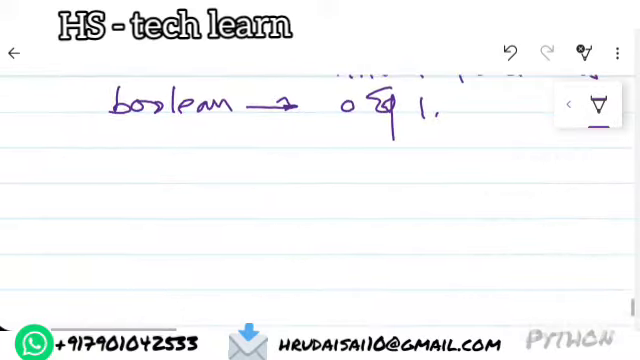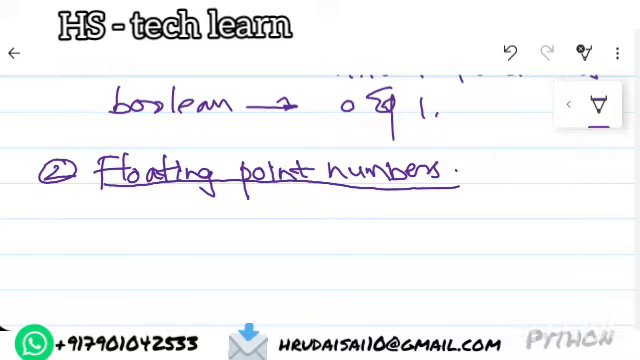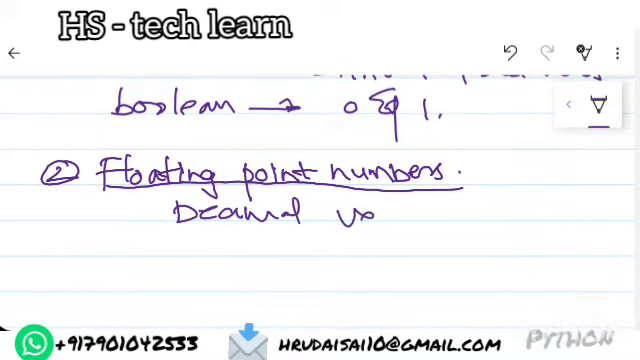And the second thing in this numerical data types is floating point numbers. Okay, what are floating point numbers? Floating point numbers are nothing but the decimal values. You can simply call them. For example, we can see 2.3648, this is a floating point number.